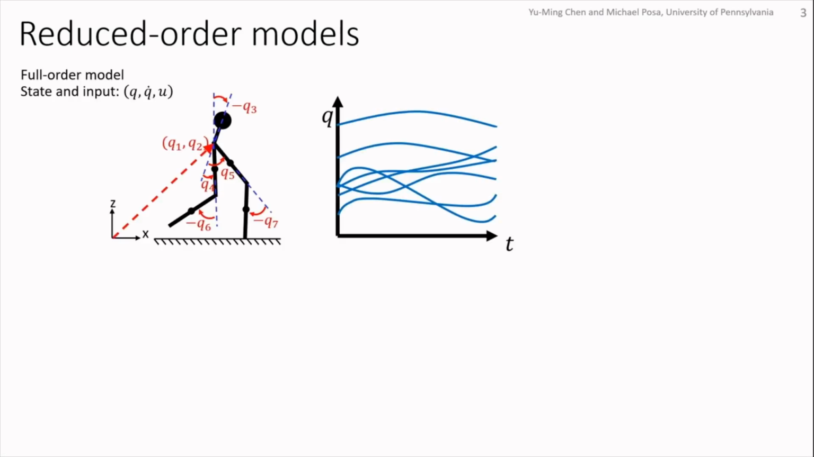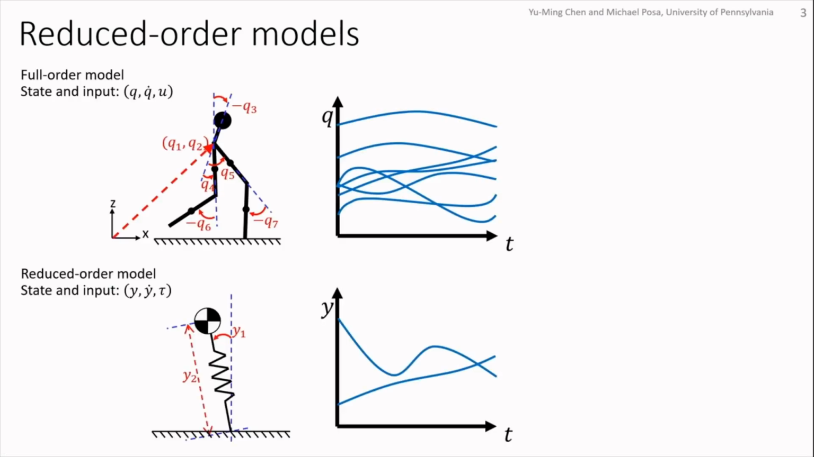Now let's talk about what a reducer model is. So given a full model, we want to find a reducer model. Here I take the 5-link planar robot as an example for the full model. The plot on top here shows the generalized position of the robot when it's doing some task such as walking. And the bottom plot here shows the same thing but for the reduced system.